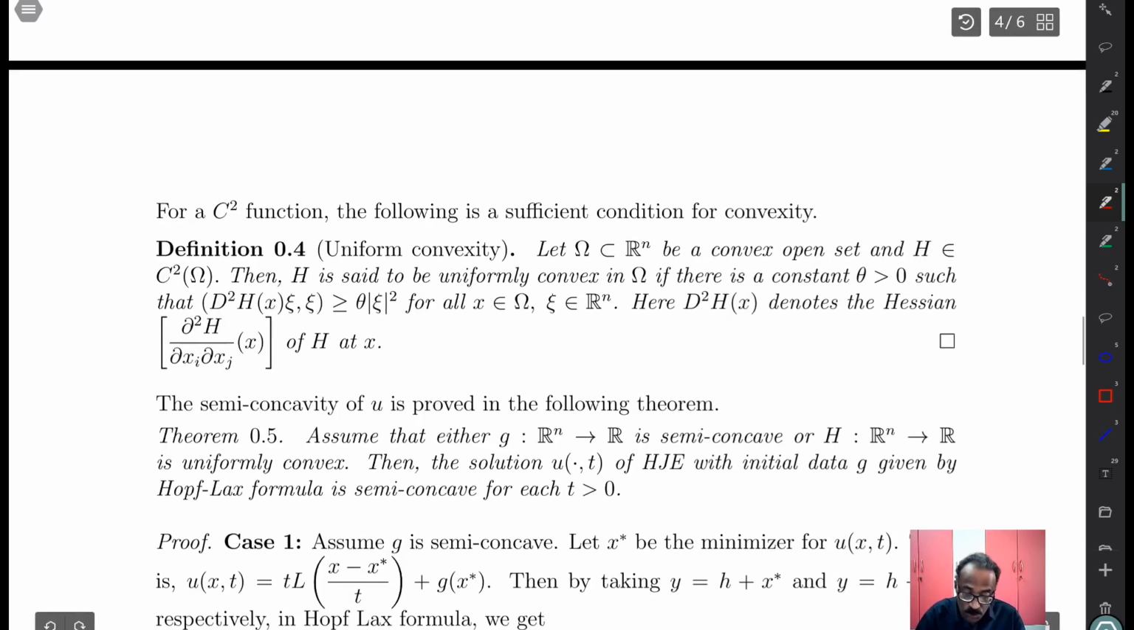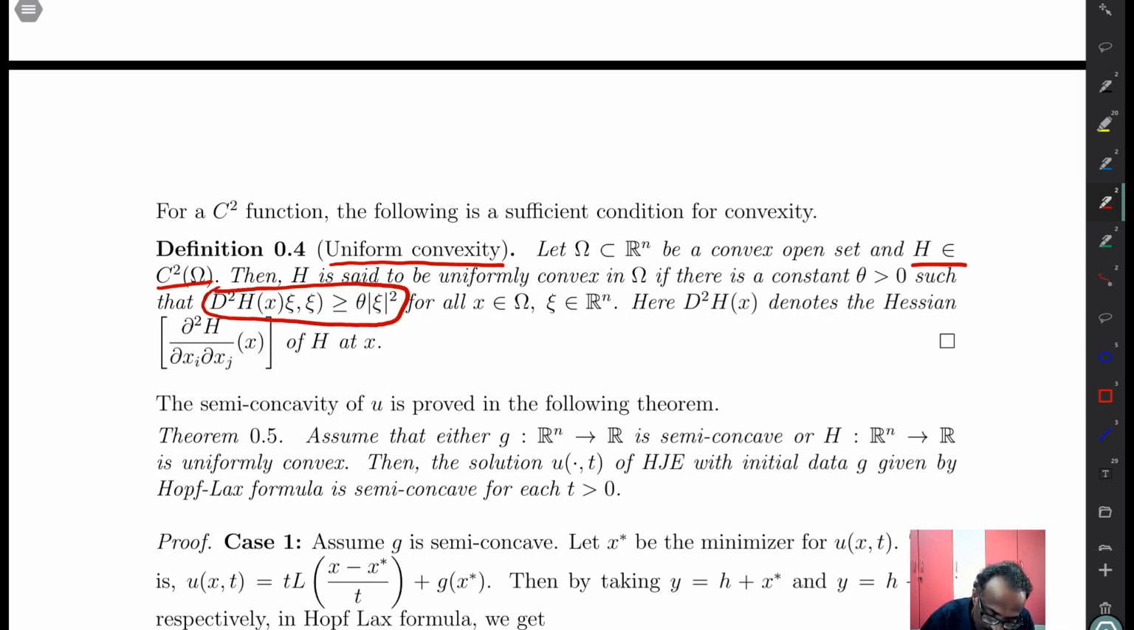There is also another notion of convexity, because you need to assume conditions on g. If you want concavity for u, you need concavity for g in the initial condition, which is natural, but you can also give it in terms of uniform convexity. The function h is called uniformly convex. H is a C2 function, so you can consider its Hessian. This is some sort of ellipticity, so uniform convexity is that ellipticity.